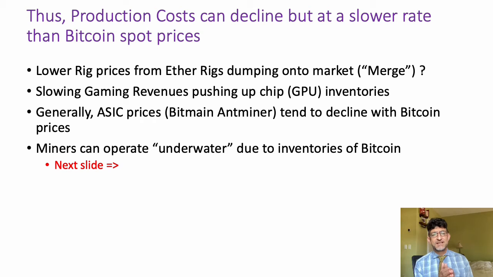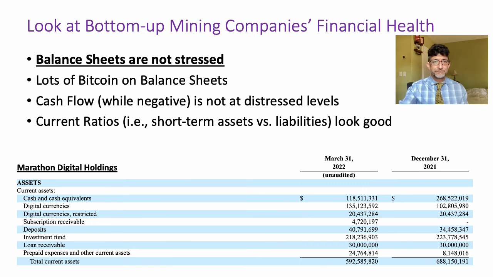And lastly, it's something else that could affect Bitcoin production cost: miners can operate underwater due to inventories of Bitcoin and cash on their balance sheets. So when I say underwater, I mean that miners can operate unprofitably. They could lose money. So let's go to the next slide to expand that.